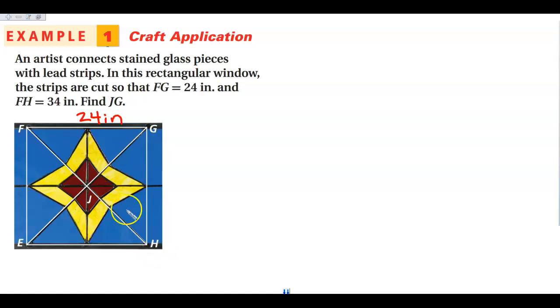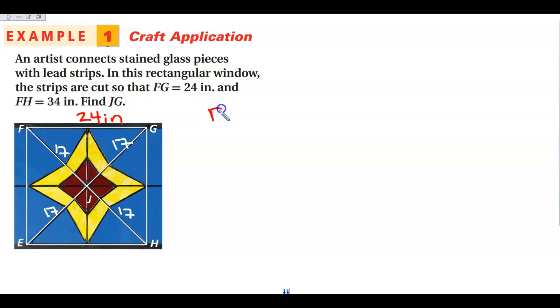So if FH is 34, I know that this piece is 17 and this piece is 17, right? Because the diagonals bisect each other because it's a parallelogram. So the whole thing is 34. Each of these pieces are the same. Now, I know that in a rectangle, my diagonals are congruent. They still bisect each other. So that means that all four of these pieces are all 17.